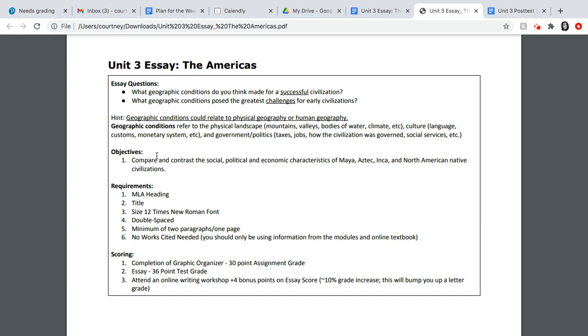In terms of the scoring, you will get points for completing the graphic organizer. This is basically a completion grade. So as long as you have things written in each of the boxes, which I will show you what that looks like in a moment, you will get 30 out of 30 as an assignment grade. The essay will be its own grade. And then if you attend an online writing workshop, which you would sign up for, which I go over in my other video, you would add 4 bonus points onto your essay score. So it's about a 10% grade increase. It should bump you up about a letter grade.